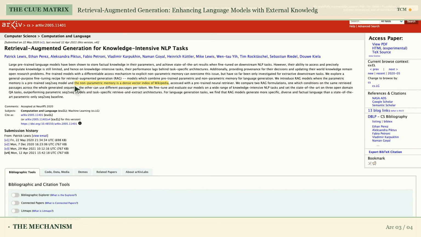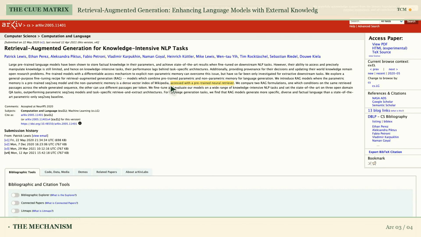For the non-parametric memory, they explain it's a dense vector index of Wikipedia. Imagine Wikipedia articles broken into small chunks and each chunk converted into a vector embedding. That's a good way to visualize it. The numerical fingerprint, or vector embedding, is key for finding similar sections. The library part is a metaphor for the vast collection of knowledge. It's not organized by physical location, but by semantic similarity in a high-dimensional space, allowing for efficient conceptual lookup.